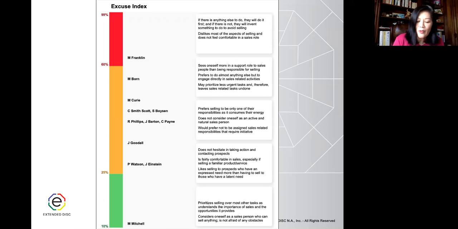And so I can read it here, especially for those of you for whom it's really small, I'm going to try my best. It says, prioritizes selling over most other tasks, understands the importance of sales and the opportunity it provides, considers oneself a salesperson who can sell anything, is not afraid of obstacles. So not only does it tell you what his score is, which is around 10, 11%, but it describes what his score, in this case a low score, which is your better score, means.